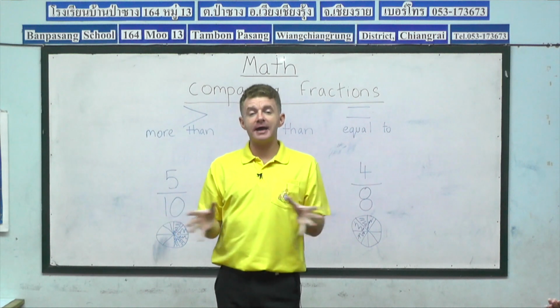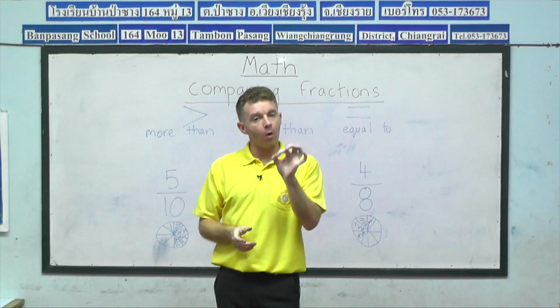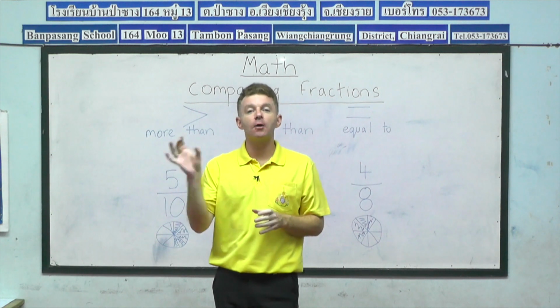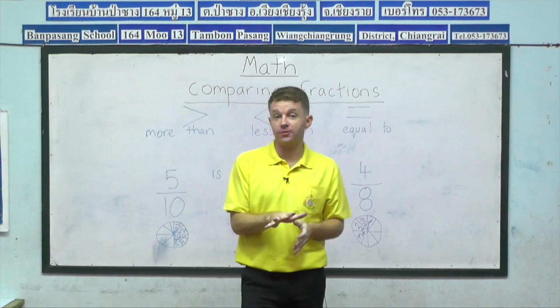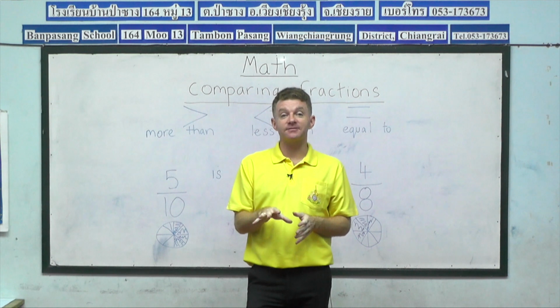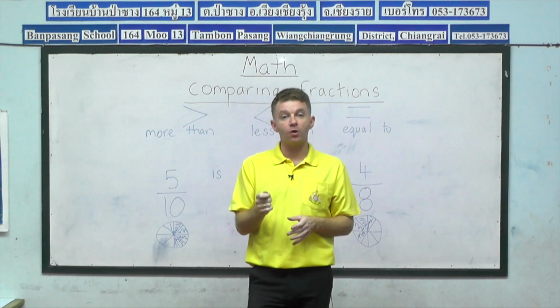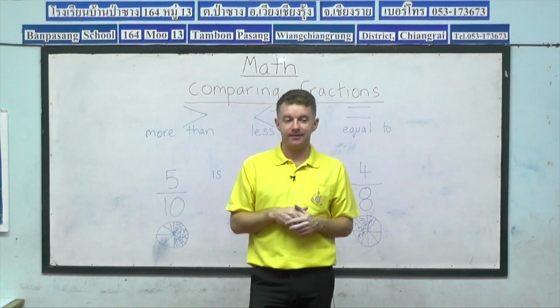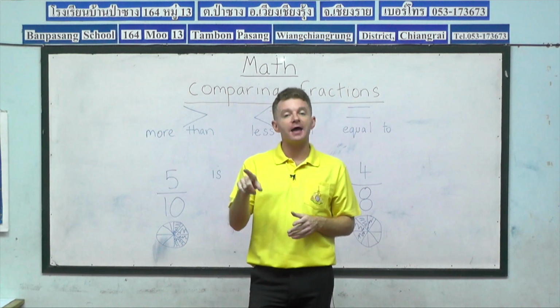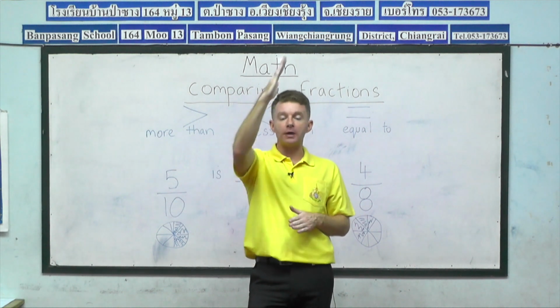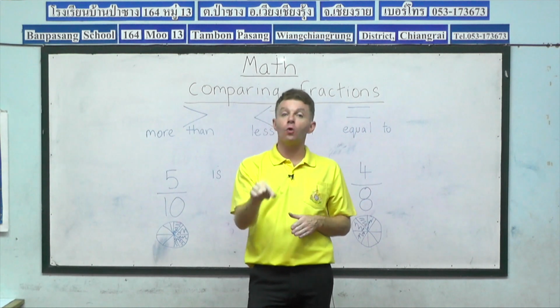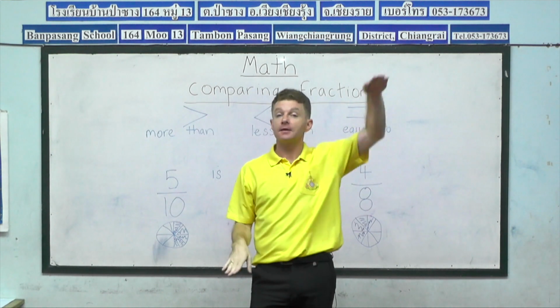So that was a recap of the previous lesson. Now what we're going to look at today is how to put fractions into order. And in today's lesson, there are 2 particular words we need to remember. The first word, ascending. Ascending means going up. So we would put them into order of smallest to biggest.